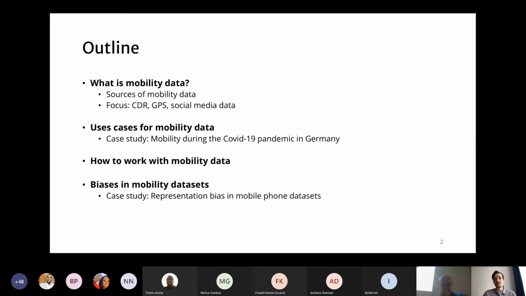And finally, I also want to highlight the topic of biases in mobility data sets, which often is not paid much attention. And I want to show a case study that I've been working on with people from the Office of Innovation, where we looked at these representation biases in mobile phone data sets.